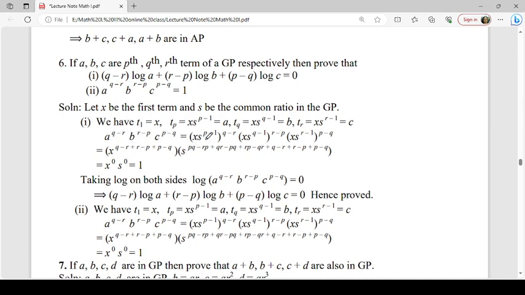Similarly, S to the power, we have to multiply this: P minus 1 times Q minus R, Q minus 1 times R minus P, R minus 1 times P minus Q, and after simplification we get all this. We are adding this, and we get again 0. So S to the power 0 is 1. Actually, this is the second part.